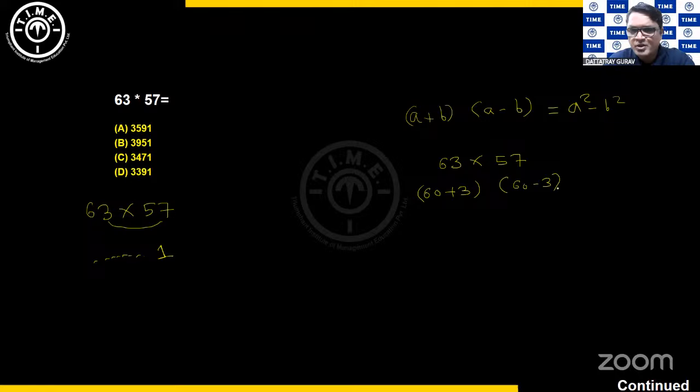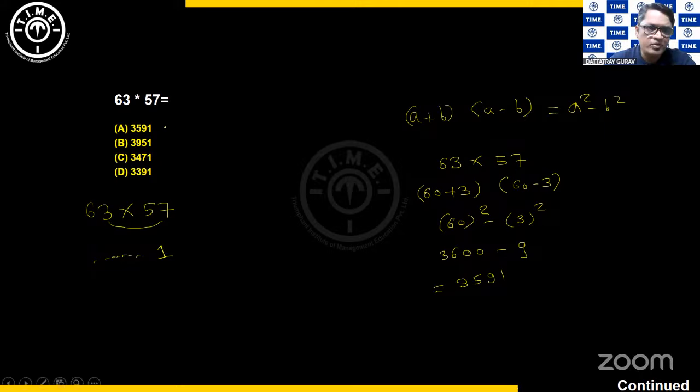To become the A plus B into A minus B rule, this is nothing but 60 square minus 3 square. What will 60 square be? It will be 3600 minus 9. If I simplify further, what should the answer be here? It will be 3591. So check the options. Option number 1 is the answer. Is it okay?